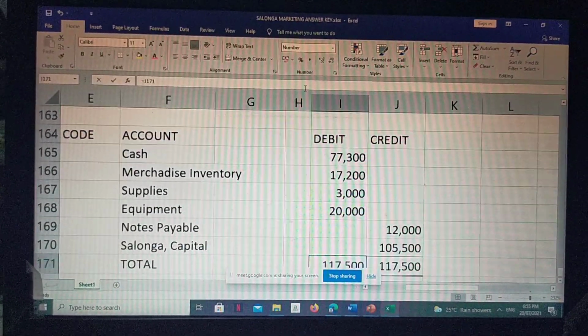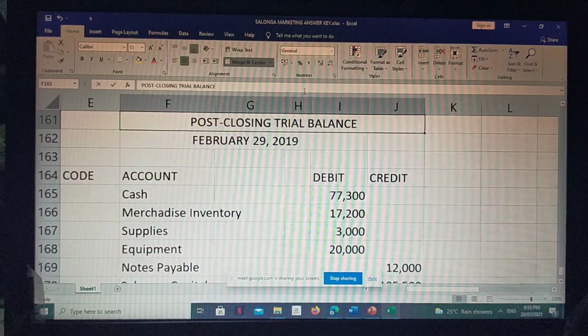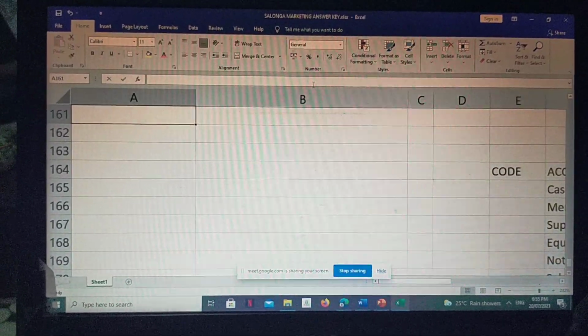Next, magko-close na tayo ng entries. Wait lang, may interruption.